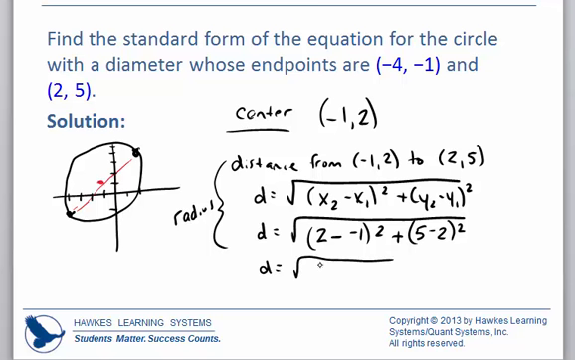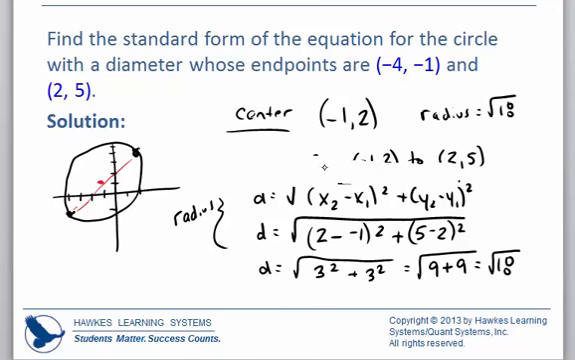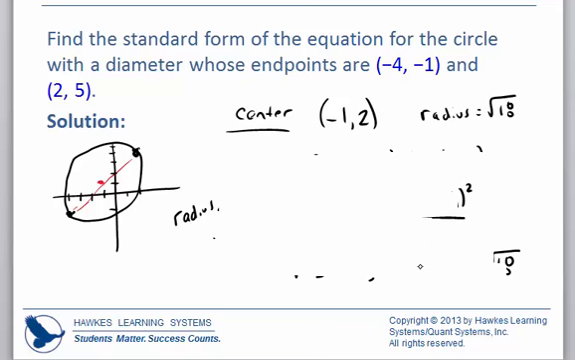So 2 minus negative 1 would be 3. 5 minus 2 would also be 3. So we're looking at the square root of 9 plus 9, which is the square root of 18. So the radius is the square root of 18. Once that's done, then we're ready to actually come up with the equation for our circle.